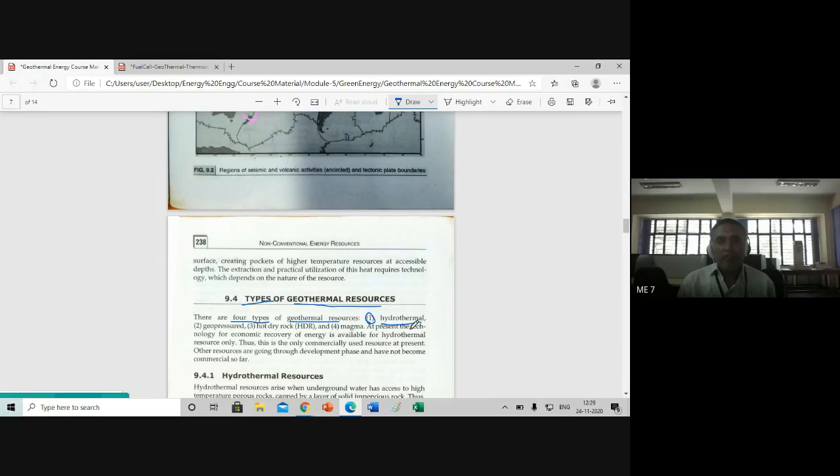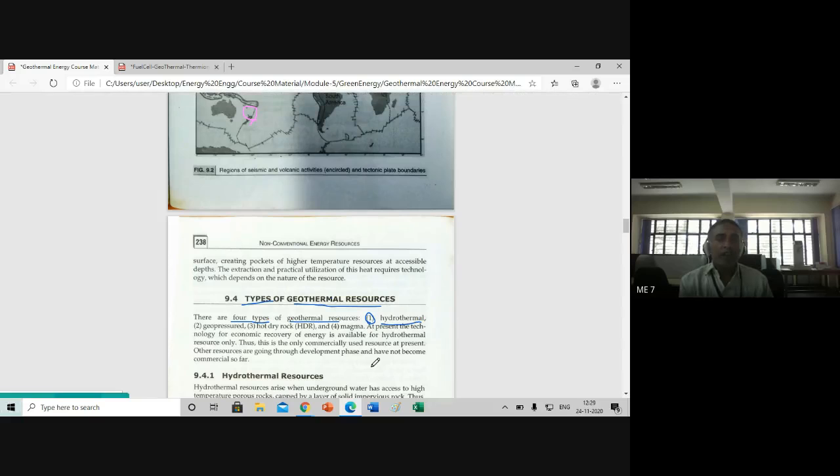hydrothermal. The previous sketch of a geothermal plant that I have shown is a hydrothermal. The steam is taken from the earth surface and fed to the turbine. The turbine rotates the electricity generator. The sketch I have shown, for electrical energy production, comes under this hydrothermal. All are hydrothermal only. Others are not in practical application.